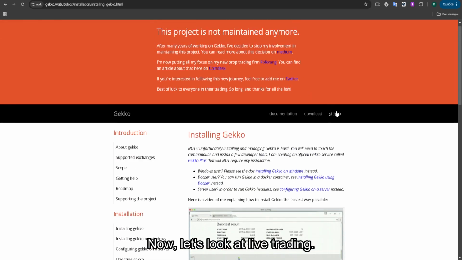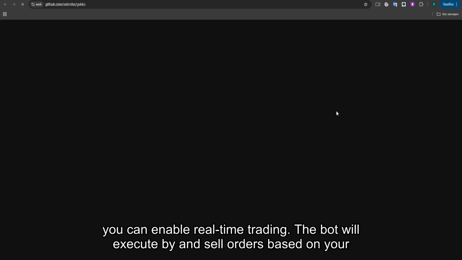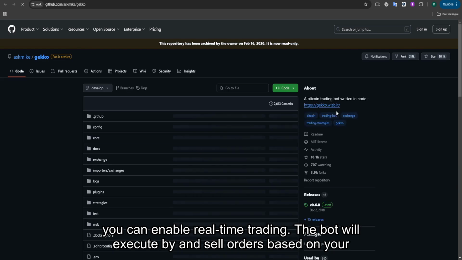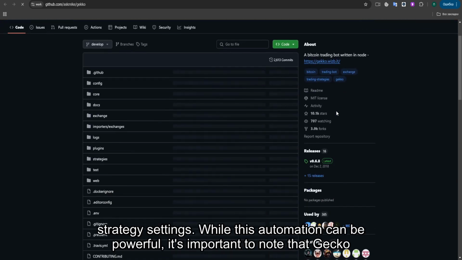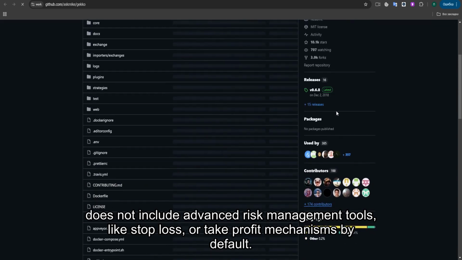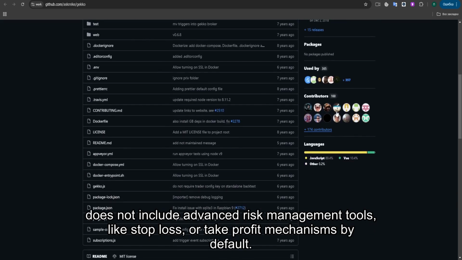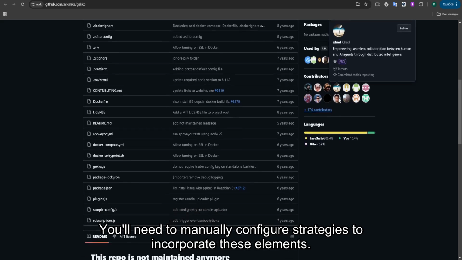Now, let's look at live trading. Once you configure Gekko with an API key from your preferred exchange, you can enable real-time trading. The bot will execute buy and sell orders based on your strategy settings. While this automation can be powerful, it's important to note that Gekko does not include advanced risk management tools like stop-loss or take-profit mechanisms by default. You'll need to manually configure strategies to incorporate these elements.